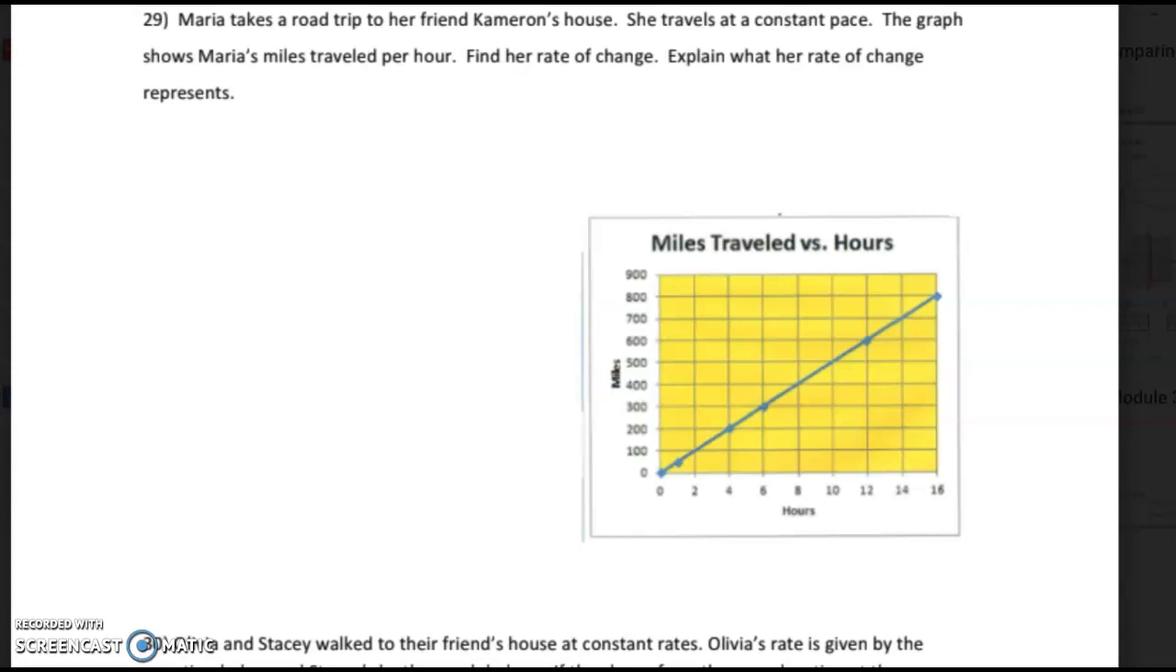Okay, so we are looking at this graph, and we need to be able to find her rate of change, or the slope. And then we need to explain what the rate of change represents. So first let's go ahead and find our slope. We can pick any points on our graph to use. When we're finding slope from a graph, we do rise over run.